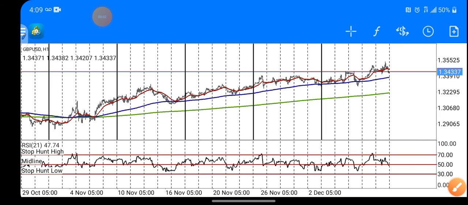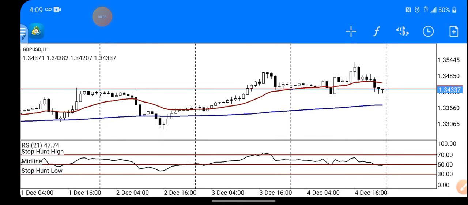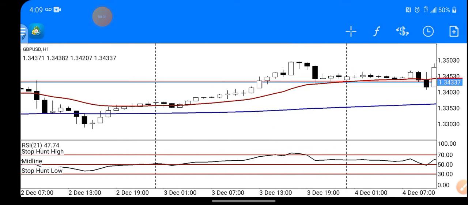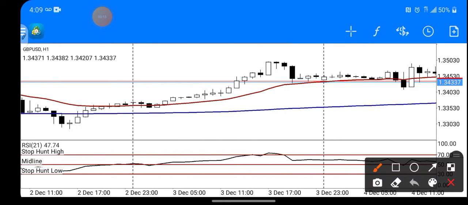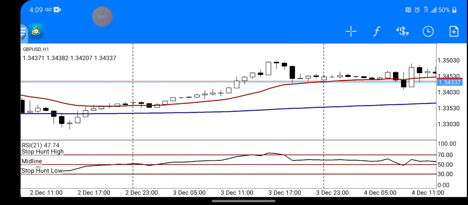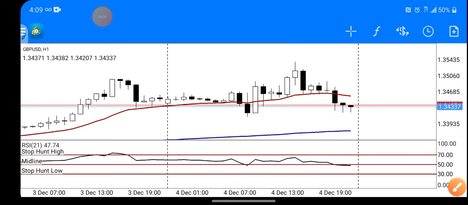Anatomy of a candle. How the candles are made up, how they form, what happens. First of all, this is the hour chart, H1. That means that every one of these candles represents a whole hour of data. That's what it did within each one of those candles. It took an hour to form.